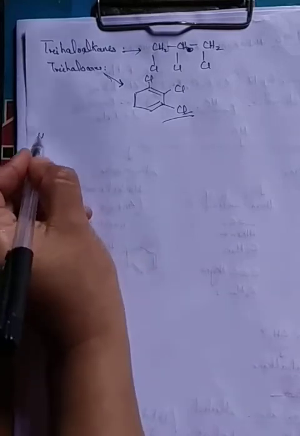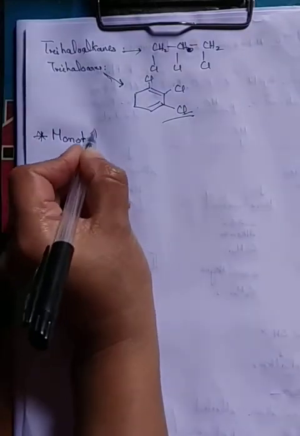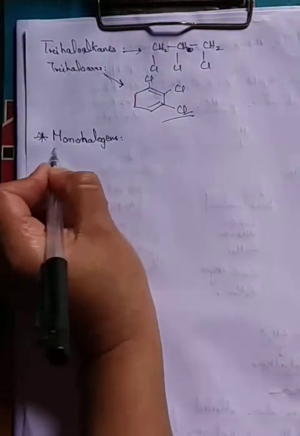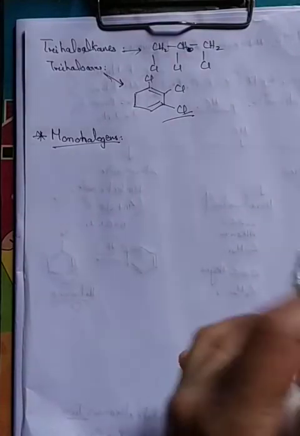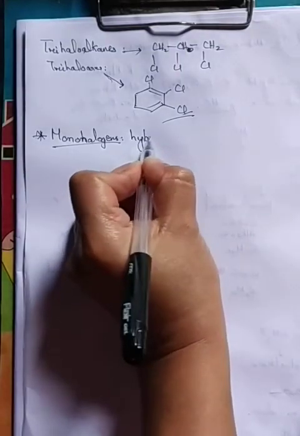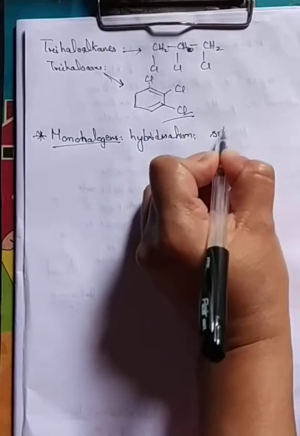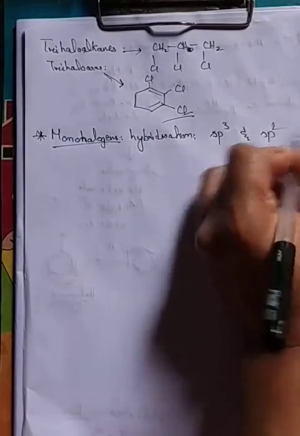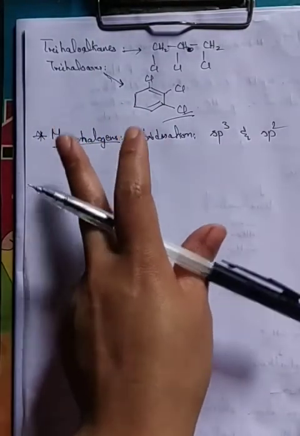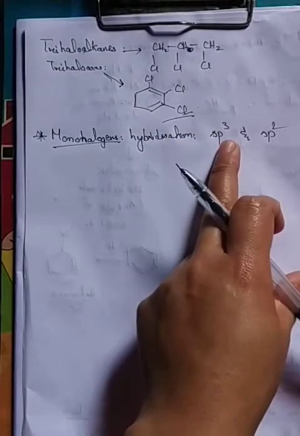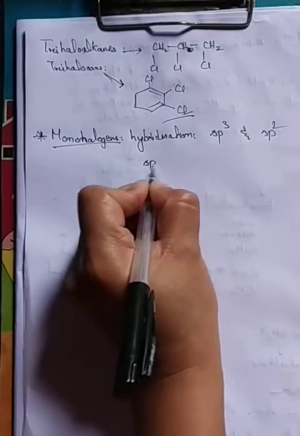Now the important part is that the monohalogen compounds, the monohalo compounds, are classified into 2 types on the basis of hybridization. Now it is 2 types, sp3 and sp2. On the basis of hybridization, our monohalogen means 1 halogen atom, and depending on how it is attached, they are further classified into sp3 and sp2 hybridized monohalogen derivatives. Now firstly, let's check our sp3 hybridized.